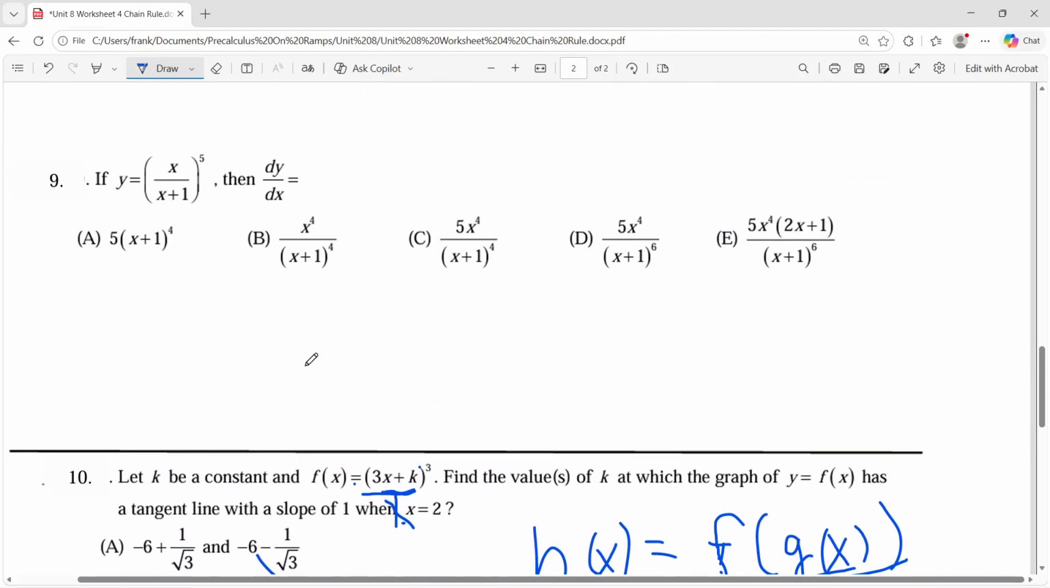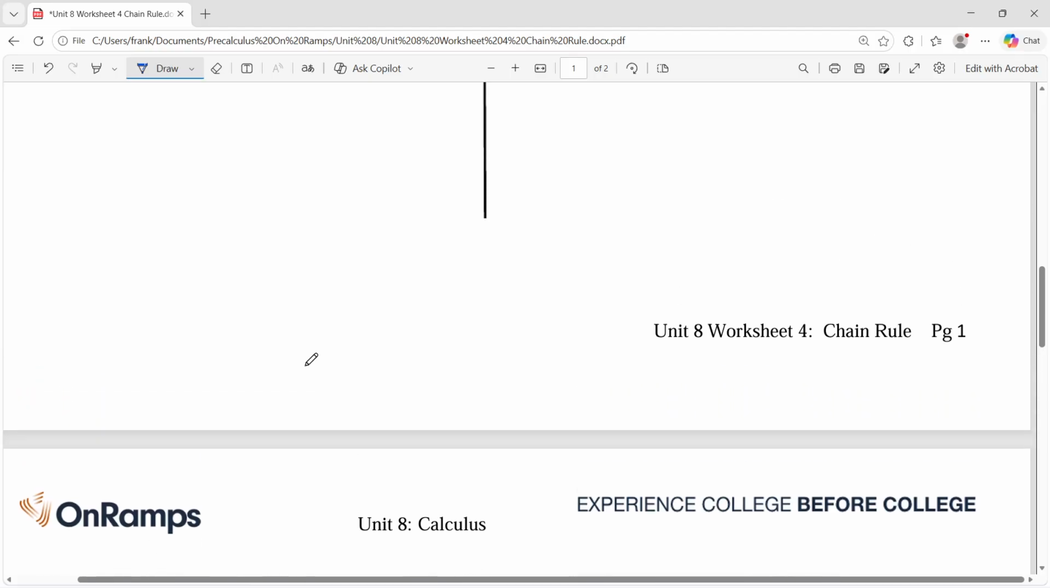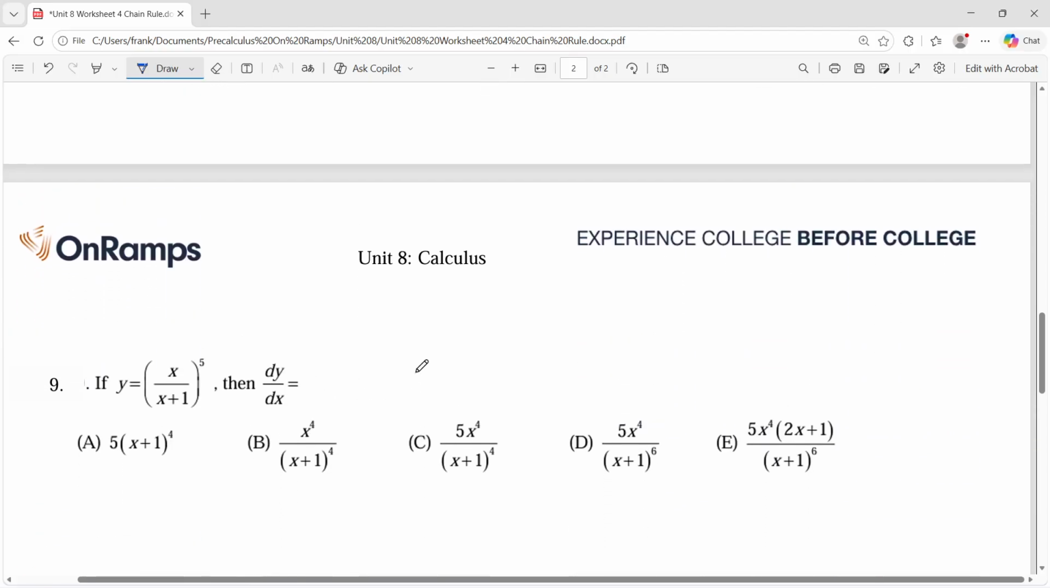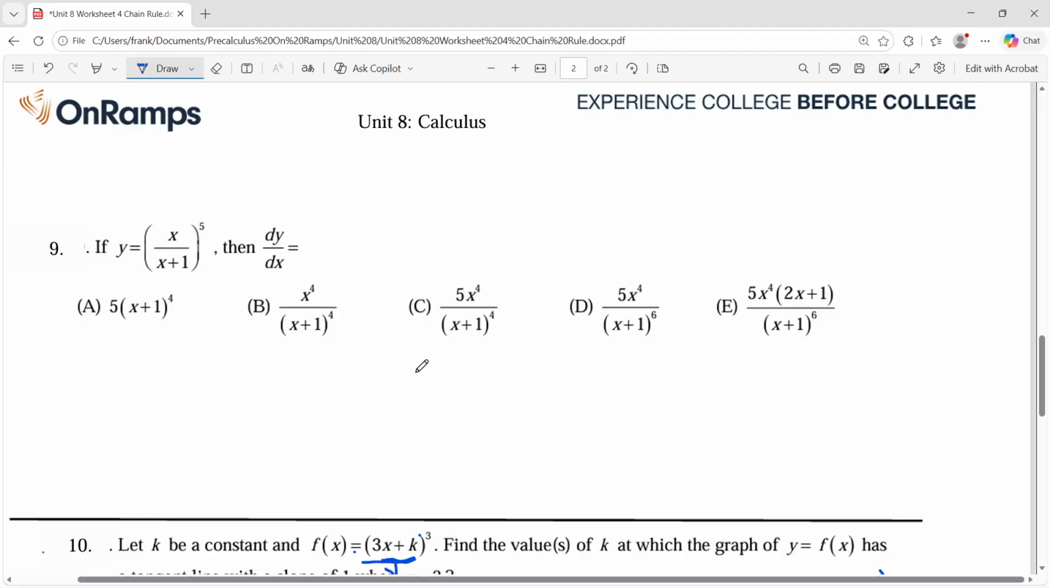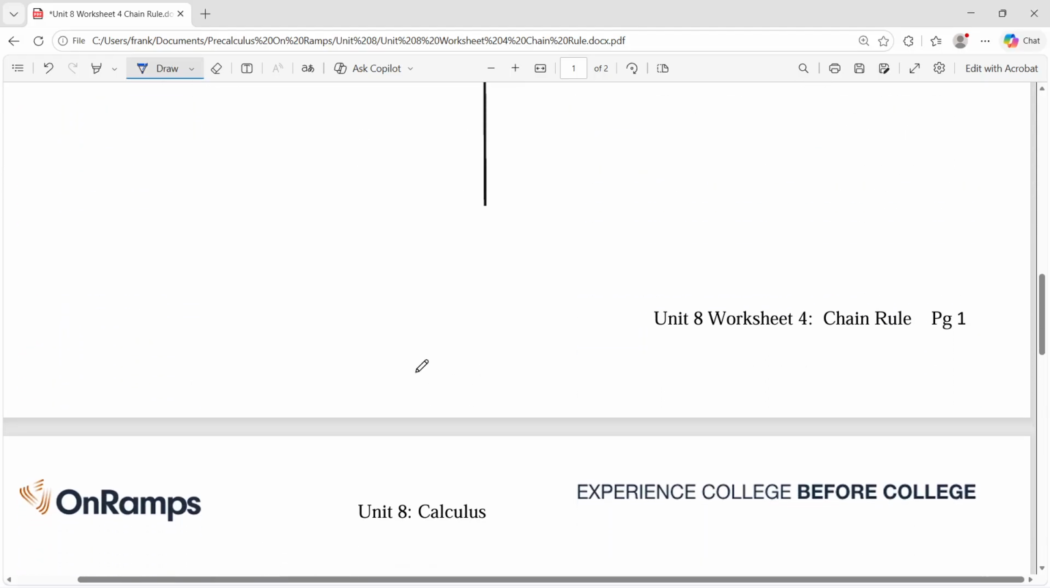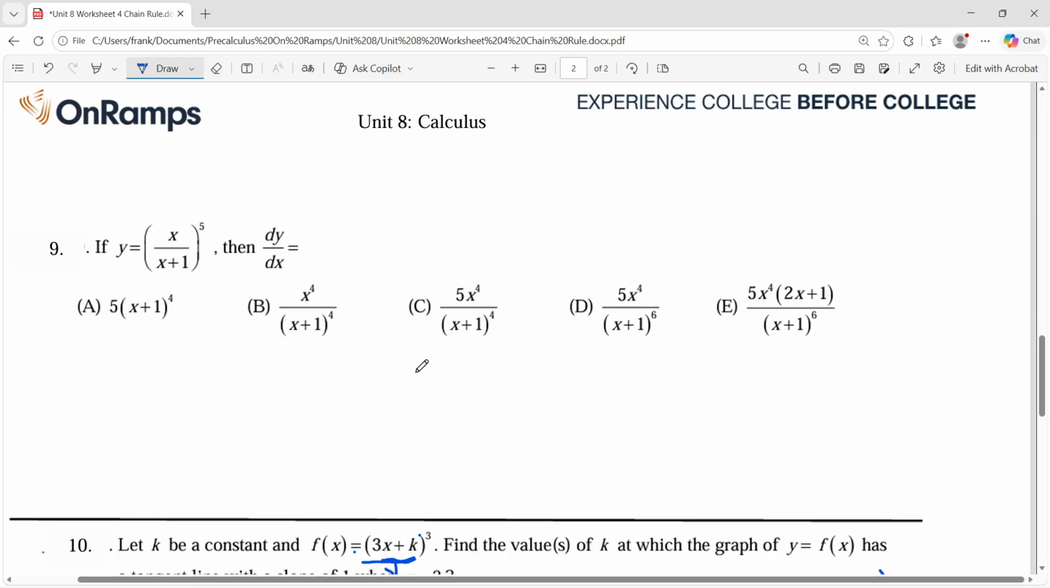But there's the answer. So multiple choice can make things a little bit easier. Let me do one more chain rule, and let me do this one because this has an interesting function. Notice there's a function inside, there's a function outside. So I want dy/dx.